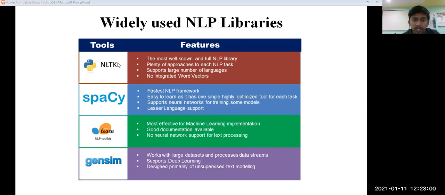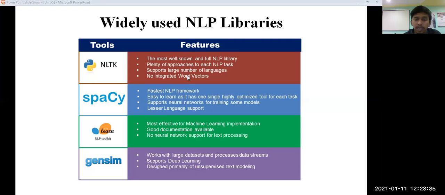NLTK, the Natural Language Toolkit, is one important tool which is widely used in natural language processing. The features of this tool are that it is the most well-known and full NLP library. You'll find many libraries linked to natural language processing in this toolkit, and you have plenty of approaches to each NLP task. It can be related to grammar or any analysis with respect to NLP. You can download this NLTK tool, apply your Python programming skills and do your task, right?